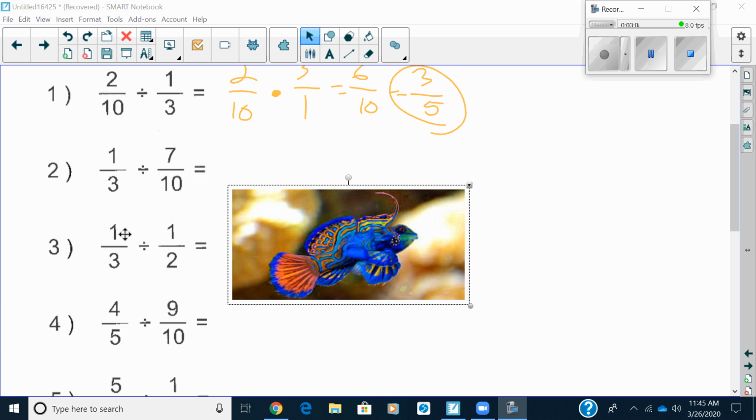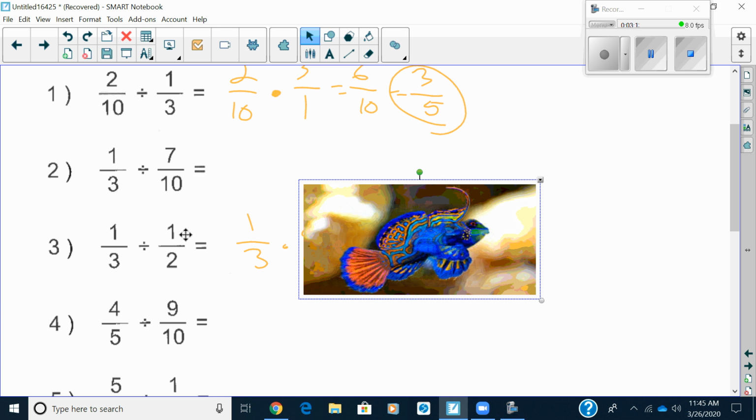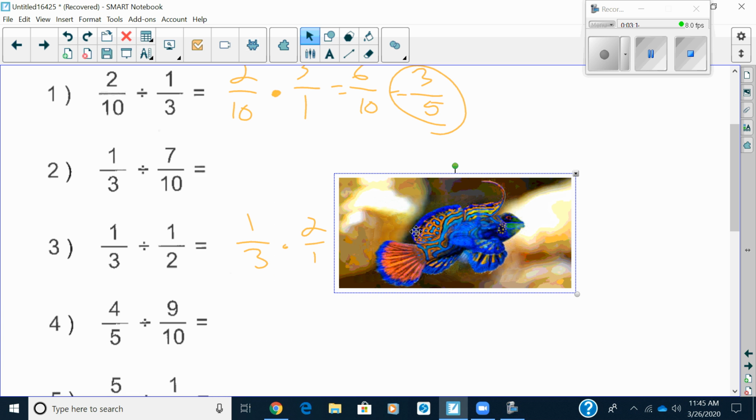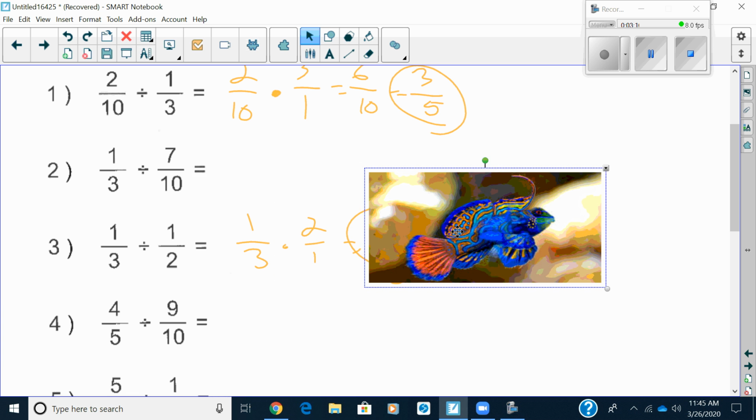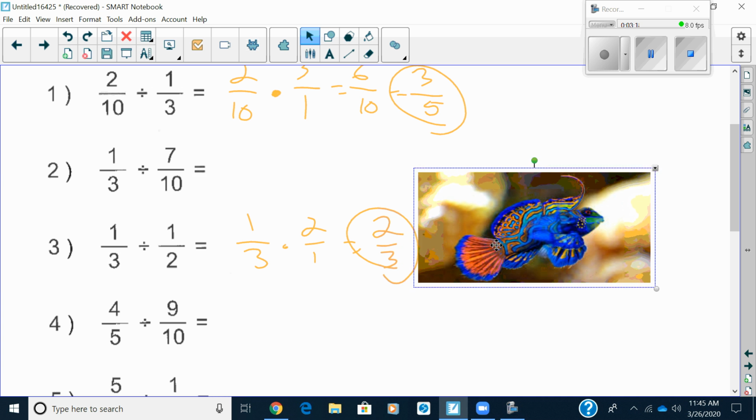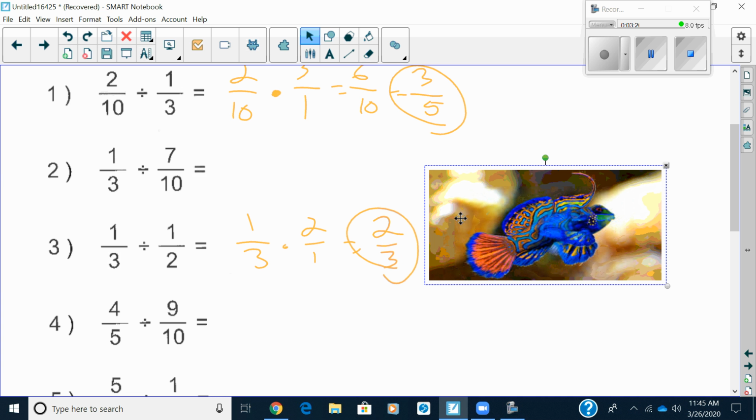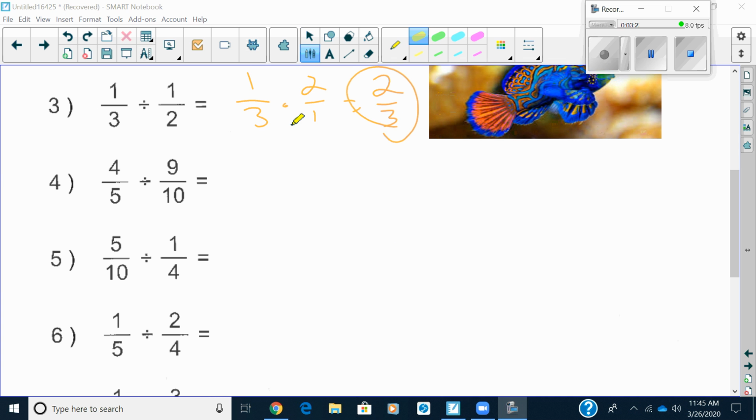Here's one more. It stays. We change to multiplication, and we flip it to be 2 over 1. 2 times 1 is 2. 3 times 1 is 3. The answer is 2/3. It cannot be simplified. Okay, you can hit pause and try to do number 4 right now.